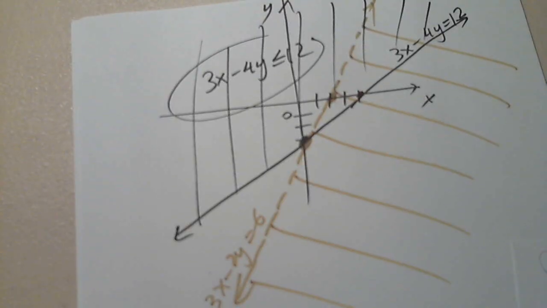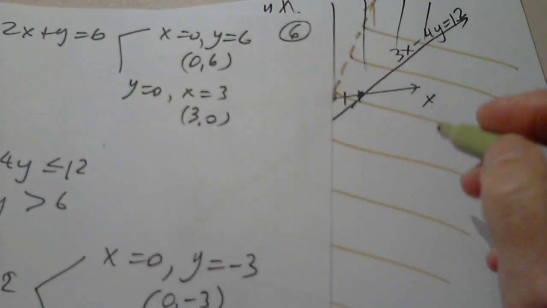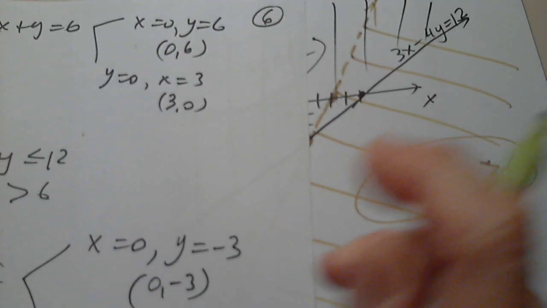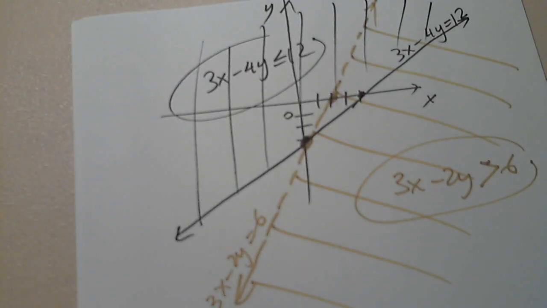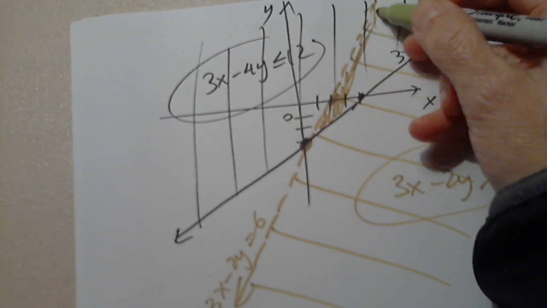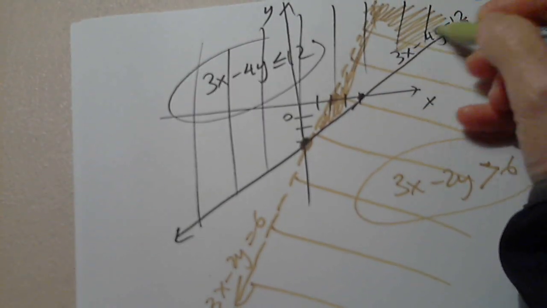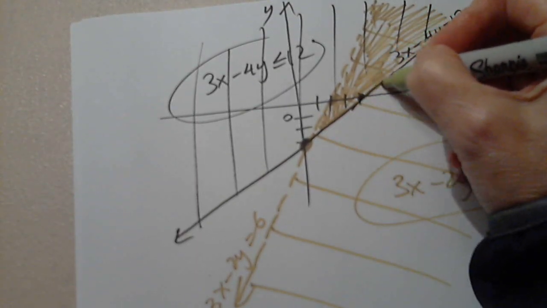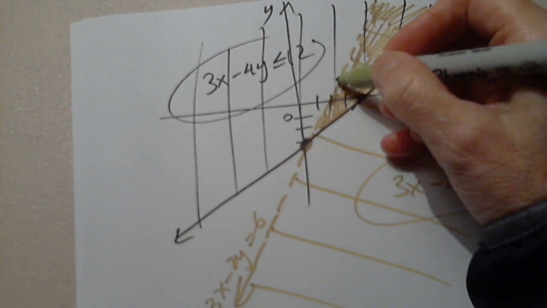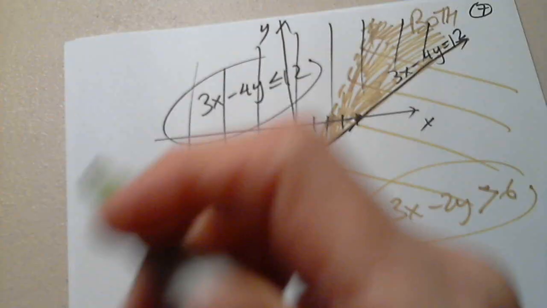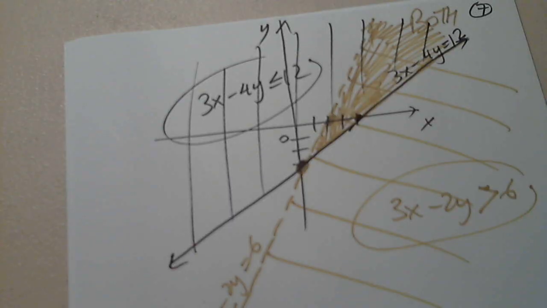And the opposite is 3x minus 2y greater than 6. Now I'm intersecting these two territories, and I see everything here, including points on this line, but not points on this line. And what is this? Both at the same time. And that's what we wanted to find.